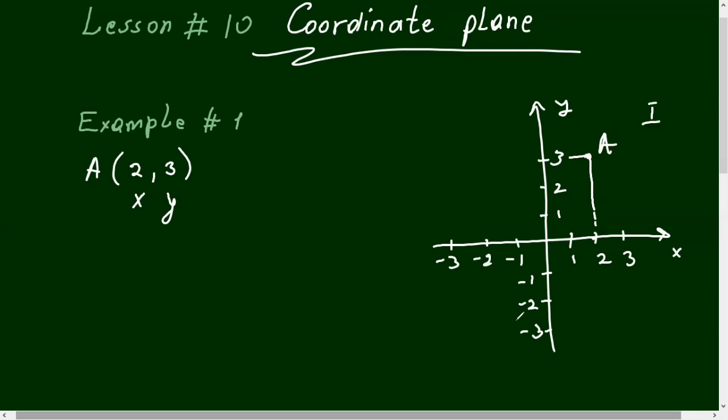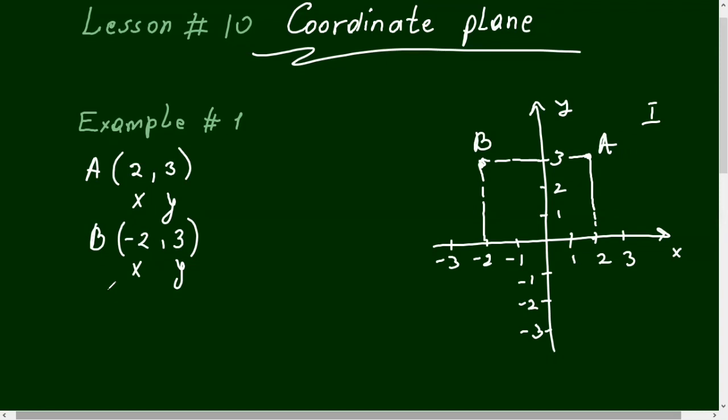If I change the first coordinate, the point B has coordinates negative 2 and positive 3. How to plot this point on the coordinate plane? So I'm going to start with the x-axis. The point is negative, so I'm going to the left side of the x-axis, negative 2 and positive 3. This point meets here. So the point B is located here.